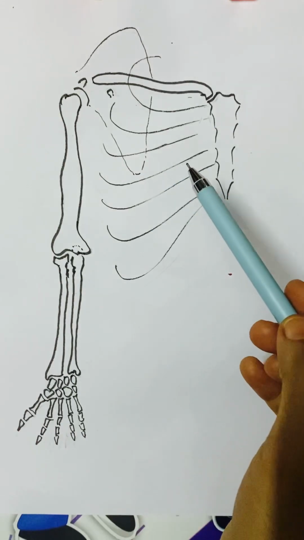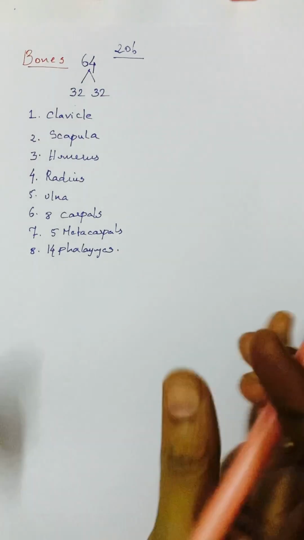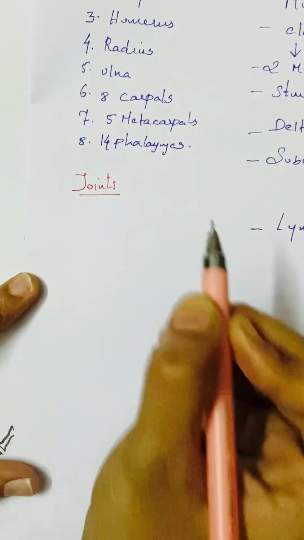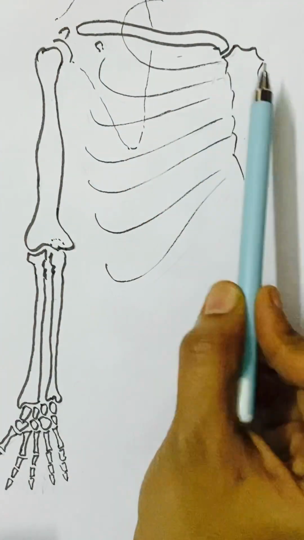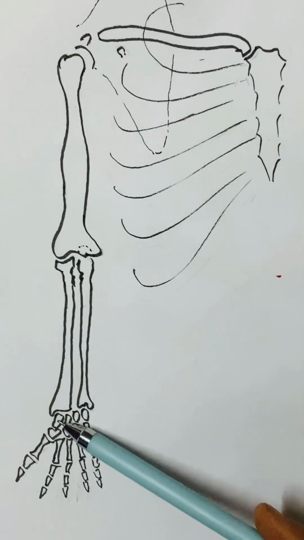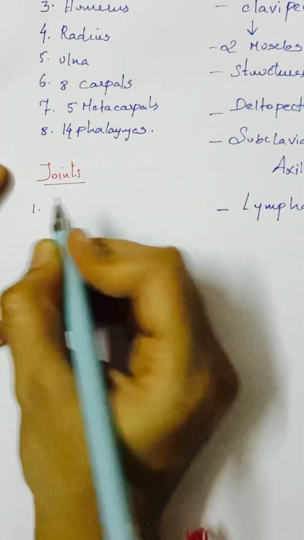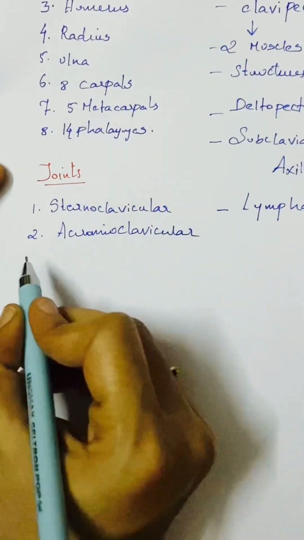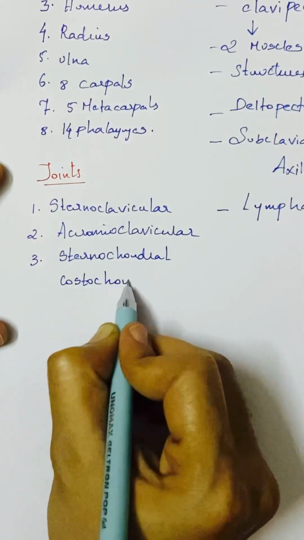So this is pectoral region. Now what are the joints present in the upper limb? Here we can see between clavicle and sternum is sternoclavicular. Between clavicle and acromion process is acromioclavicular. Shoulder, elbow, wrist, intercarpal, carpometacarpal, and metacarpophalangeal. So the joints are sternoclavicular, acromioclavicular, and there is a cartilage between sternum and ribs.